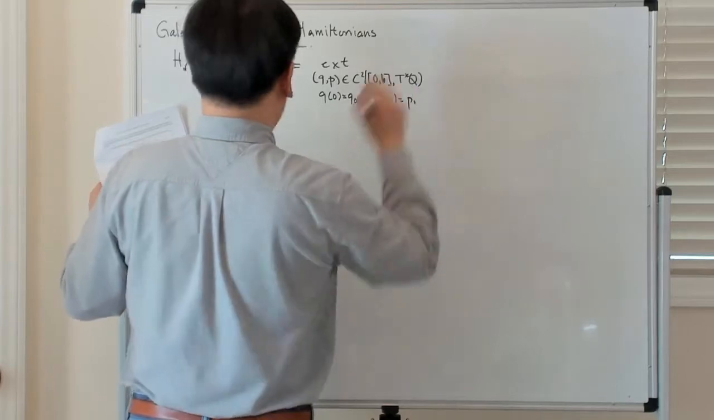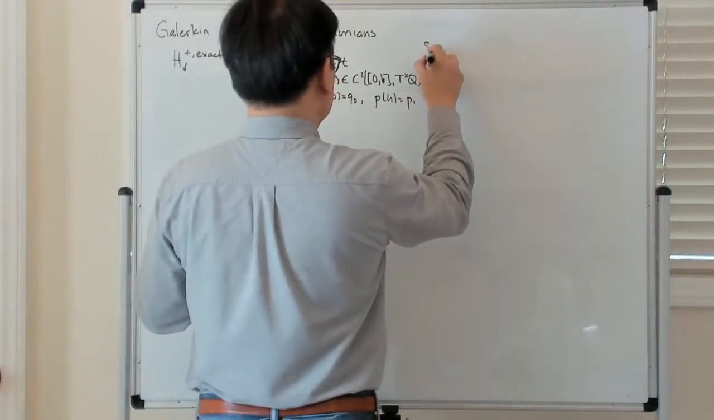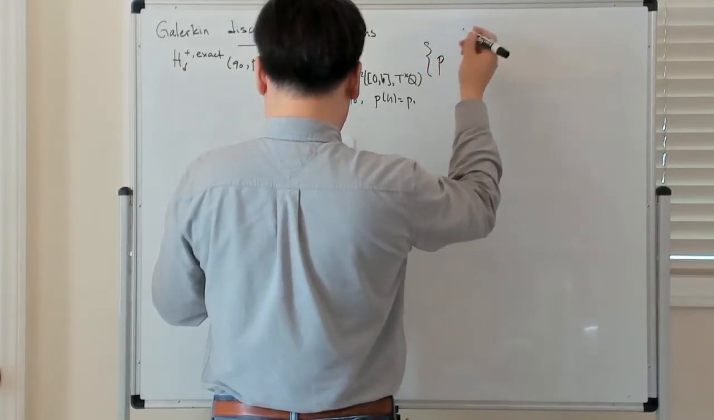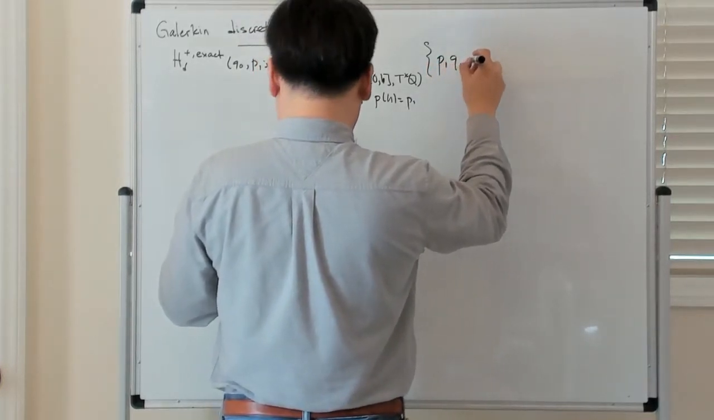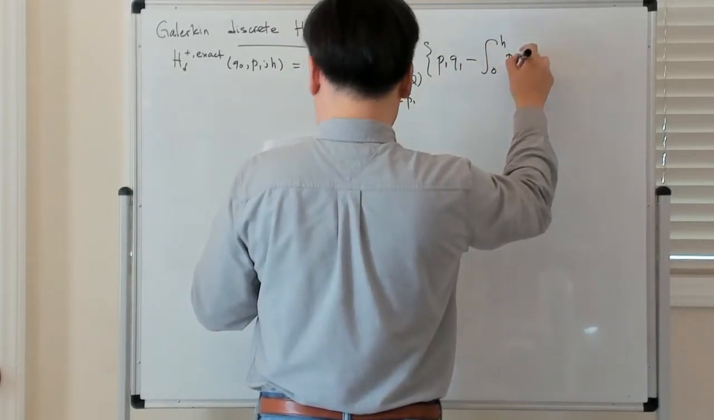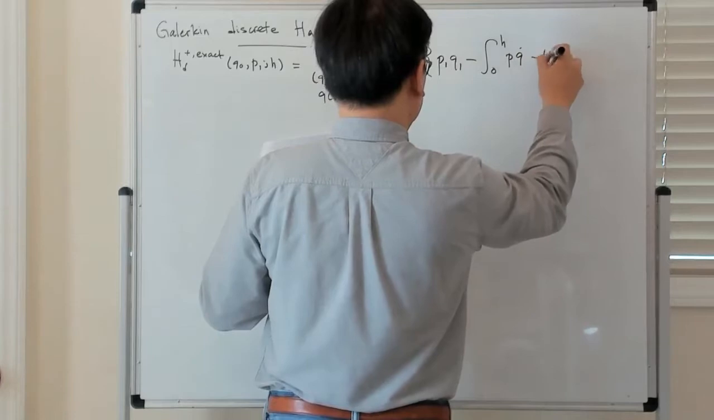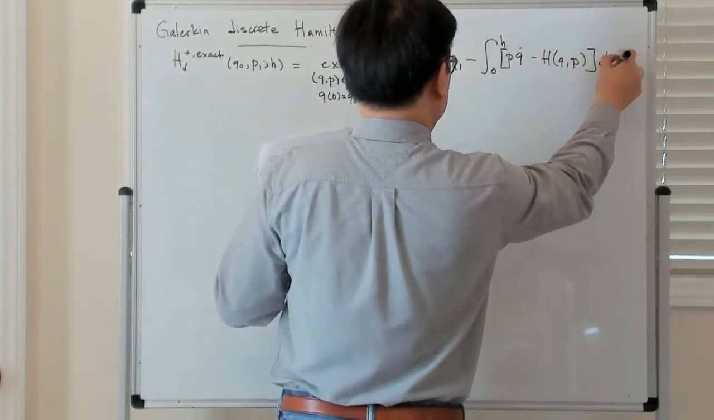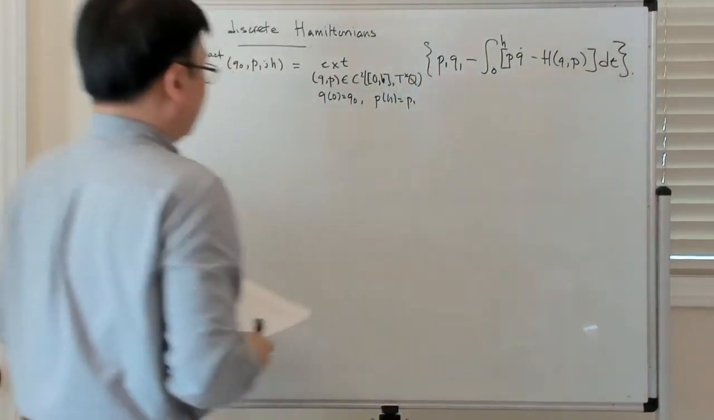And then you are extremizing over essentially, let me just call it, p1 q1 minus the integral from 0 to h of (p q dot minus H(q, p)) dt.